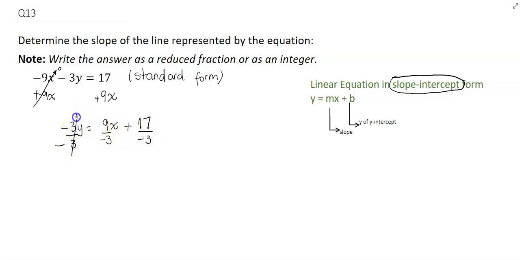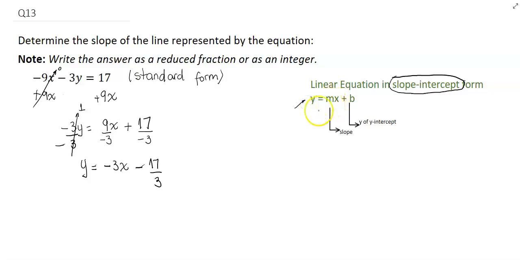This here now becomes 1. 1 times y is just y. 9 divided by negative 3 is negative 3x. And a positive 17 divided by a negative 3 is negative 17 over 3. Okay, so now I have this format just like that.